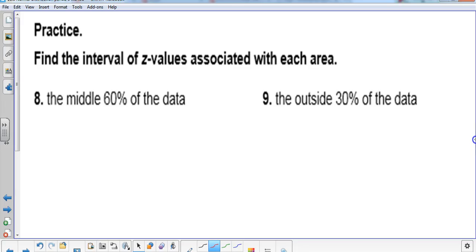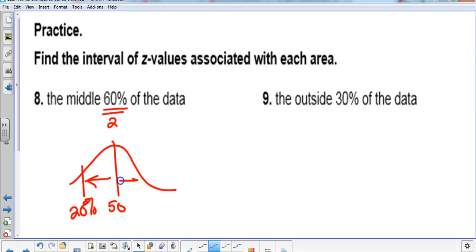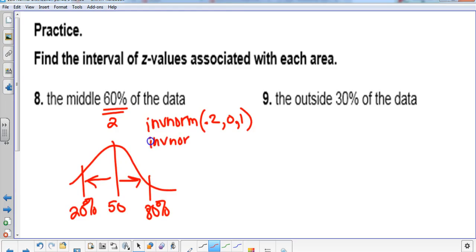Middle 60%. How much is that either way off the middle? Divide it by 2, and we need to go 30% off the middle. This way would be 20%, and this way 30 would be 80%. So when we go to put it in our calculator, we're going to do inverse norm of 0.2 and 0.8, which should just be opposites of each other. And are we going to write a sandwich sentence, or are we going to have some below and some above? Okay, so that sandwich sentence will say Z is going to fall between, anybody do it?